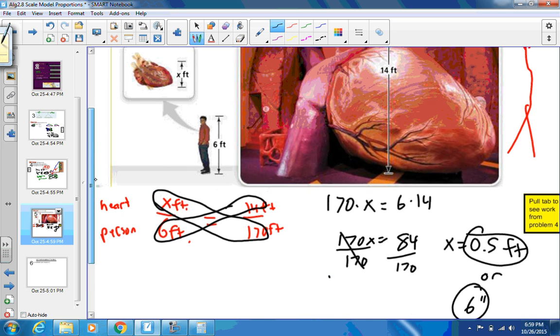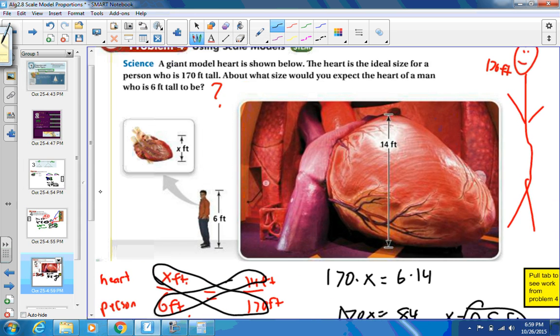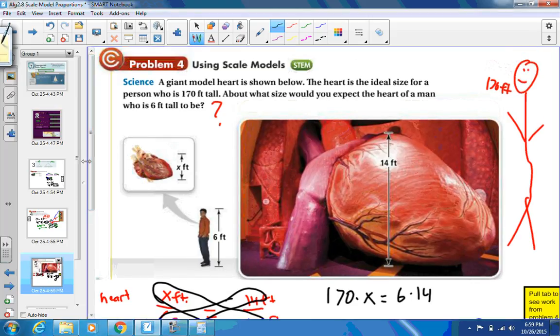All right, assuming this is consistent. Okay, it's just another way that we can use proportions to help us figure something out. That's why I love proportions so much, because you can use them in so many different real life situations.